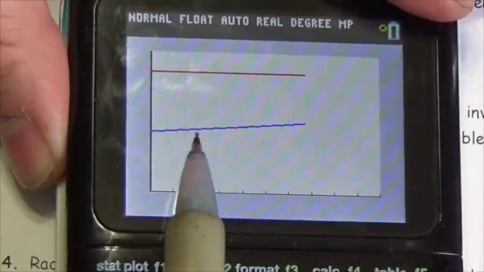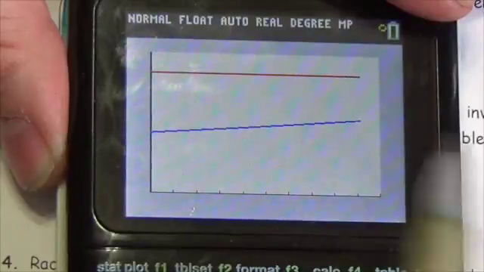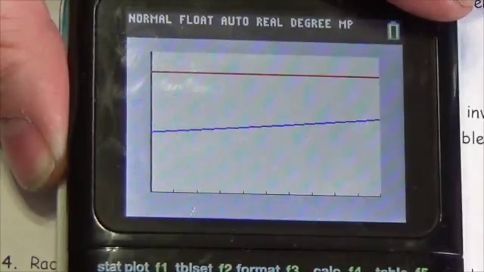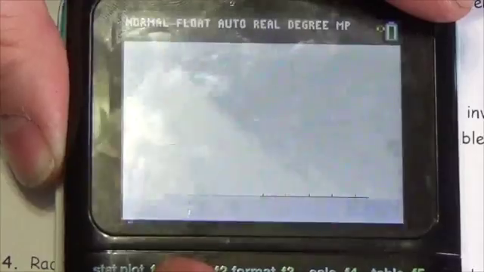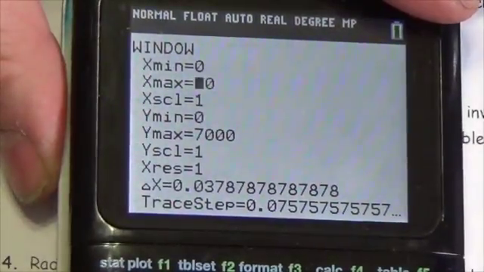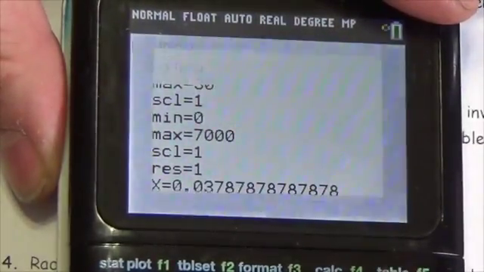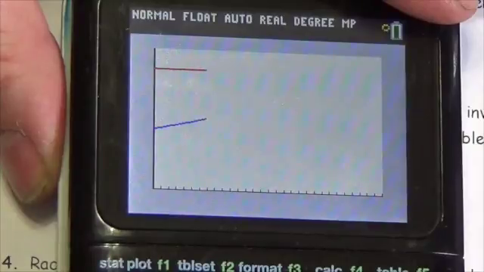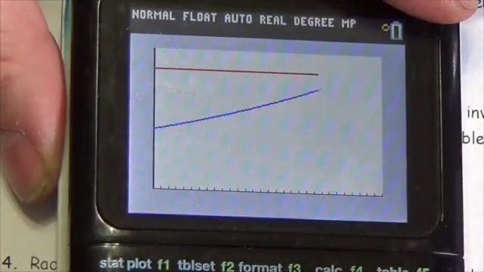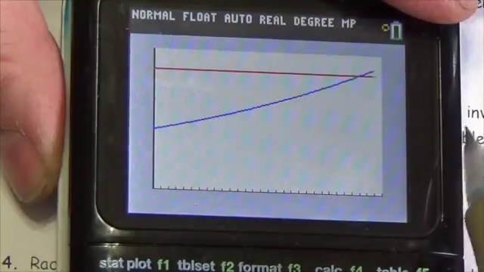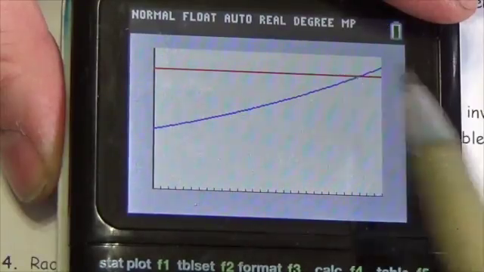Well, I can see that my blue graph, which is the original one, is increasing, but not by much. So let's make that x max substantially bigger. Let's maybe make that 30, see what happens here. Okay, now the increase is a little bit more pronounced. Oh, yeah, there we go. There's that point of intersection that we were looking for.